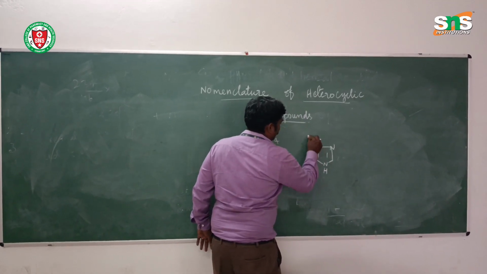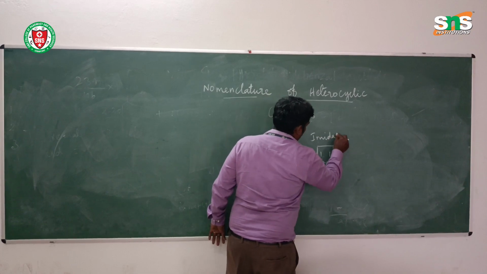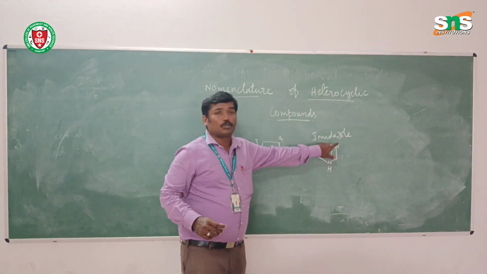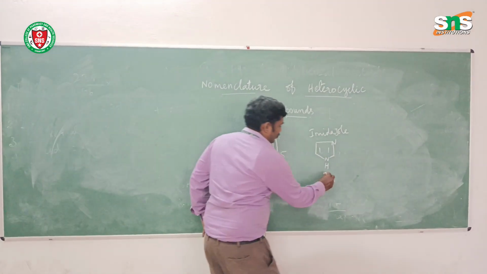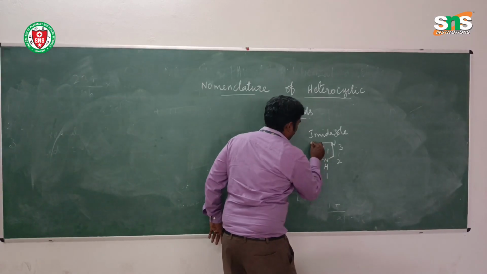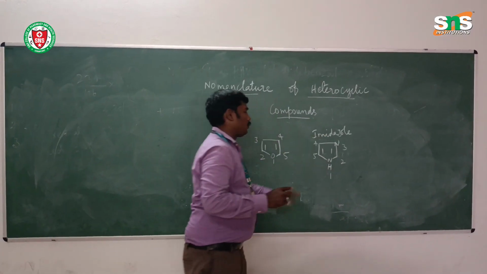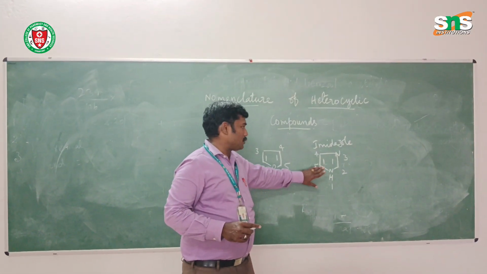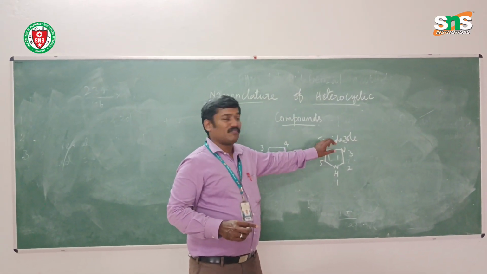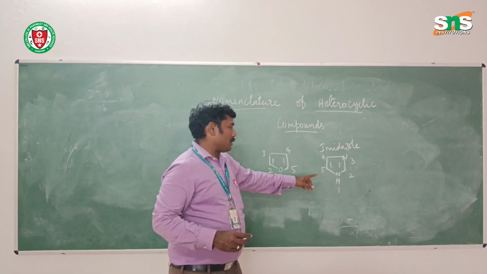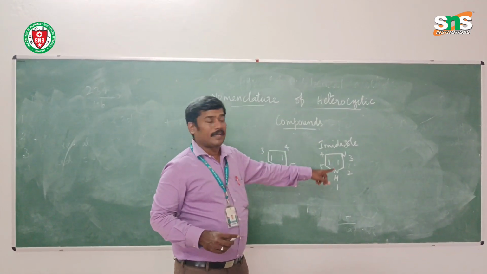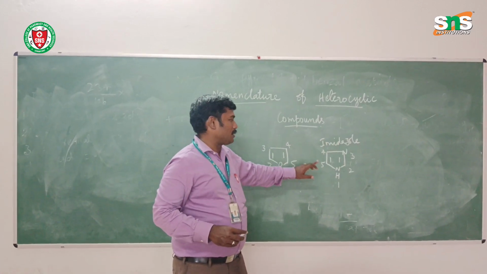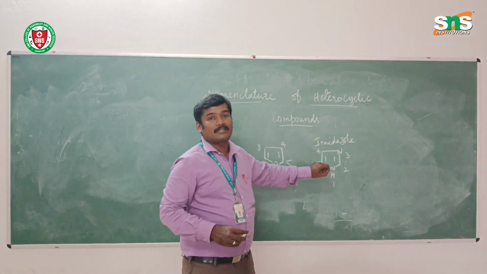This is the structure of imidazole. Here we have to give the numbering in such a way that the heteroatom should get the least number. So this is the numbering pattern of imidazole. Two nitrogen atoms are present. This one nitrogen is present in the first position, and the second nitrogen will be present in the third position. If you follow the clockwise direction, then the second nitrogen will get the fourth number. So you should not follow like that. It should get the least number.